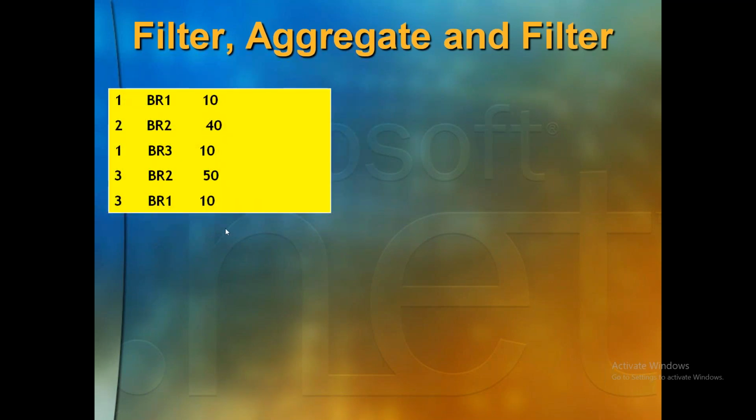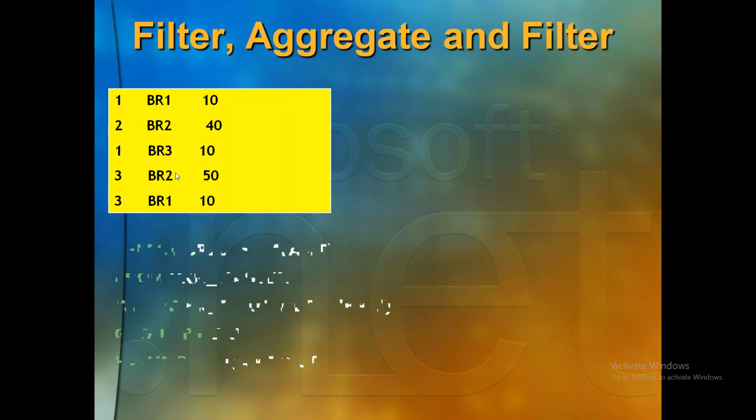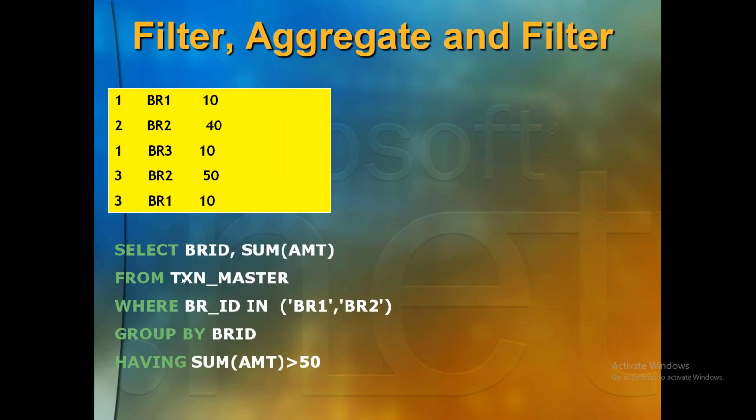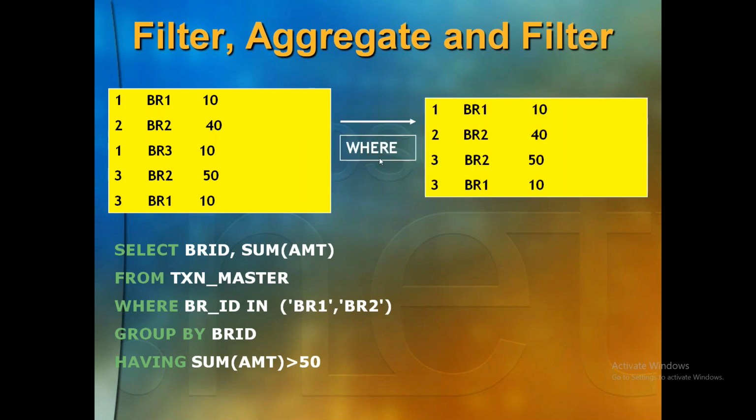So this is my data. So 12133, and this is a transaction table. This is the query. So what is the query? What is the table name? Transaction master. So branch ID, sum of amount. So what I'm trying to do, I'm trying to go to this table and where branch ID in branch BR1 and branch BR2. First, where clause is going to be applied. BR1, BR2, BR2, BR1, BR3 data got eliminated. Have you seen first filter clause, that is where clause applied?